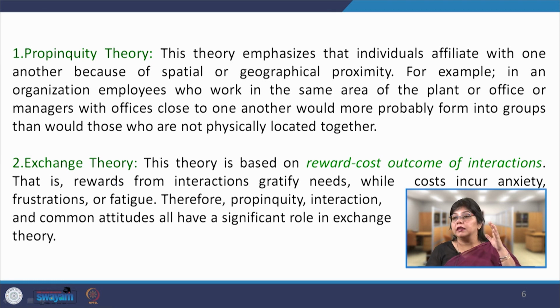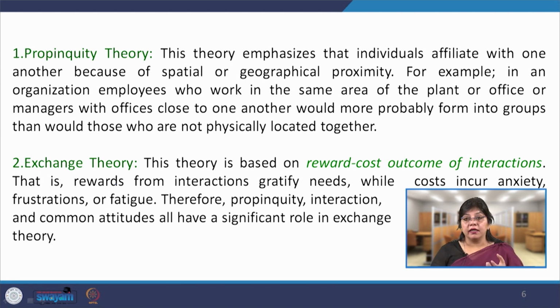So, this is the notion of exchange theory: people join groups because they want to reap the benefits of social interaction, rather than pay the cost in terms of anxiety and frustration. Therefore, exchange theory is not only about reward cost outcome, but it also talks about propinquity or geographical or spatial proximity, interaction and common interest, which have a significant role in exchange theory.